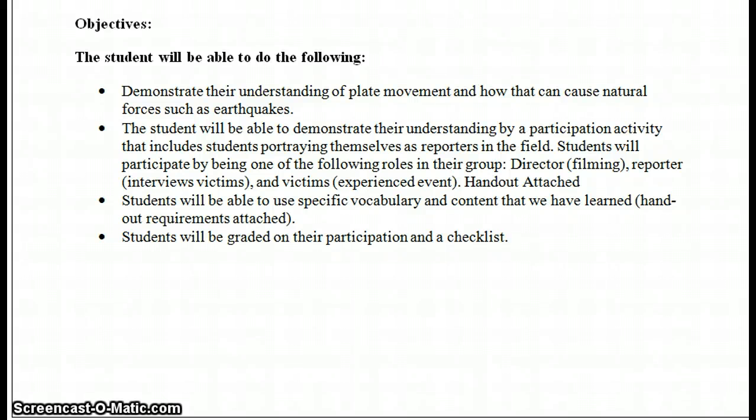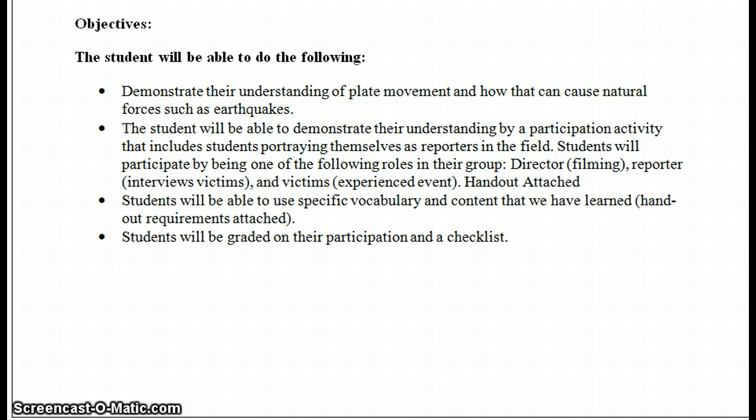Hi, this is going to explain what the students will be able to do during the Reporter in the Field activity. The students will demonstrate their understanding of plate movement and how that causes natural forces such as earthquakes. And with that knowledge, the student will be able to demonstrate this understanding by participating in an activity that includes students portraying themselves as reporters in the field.